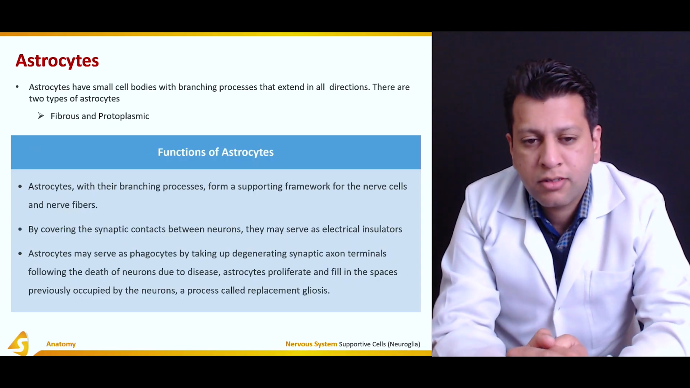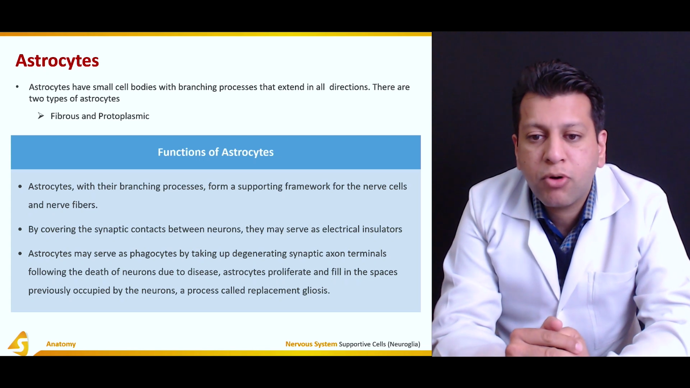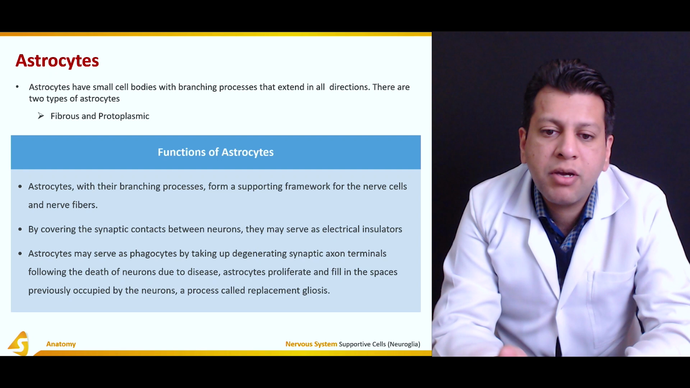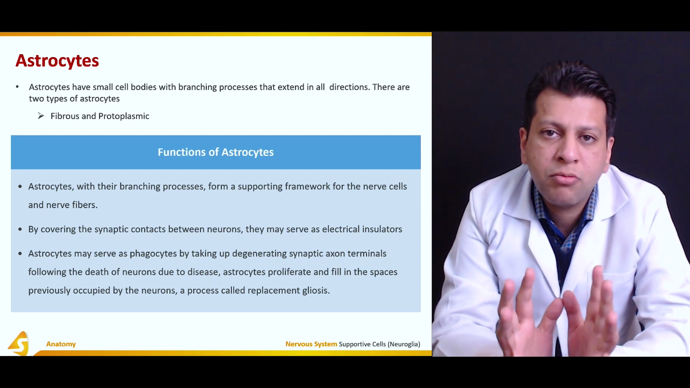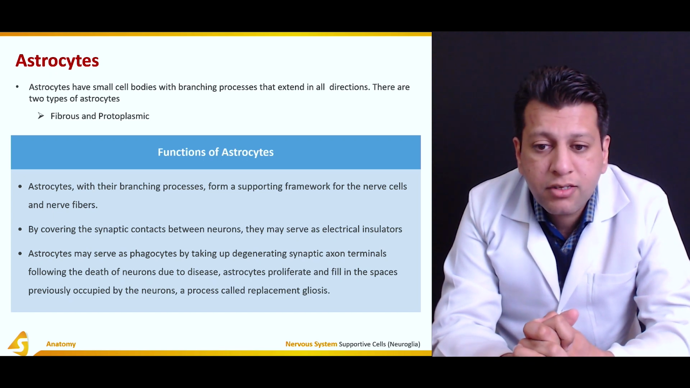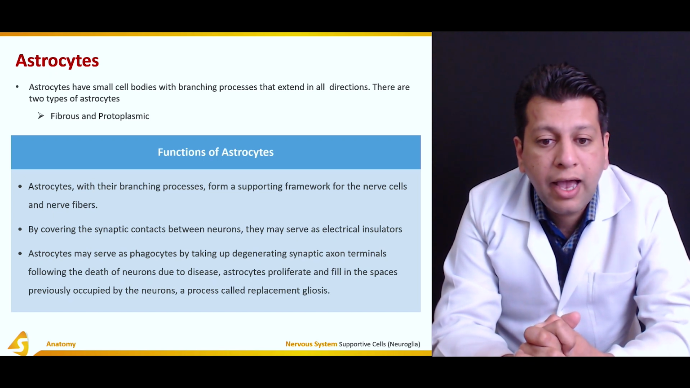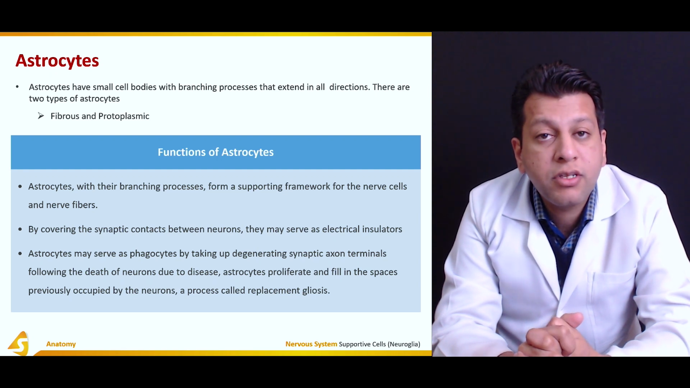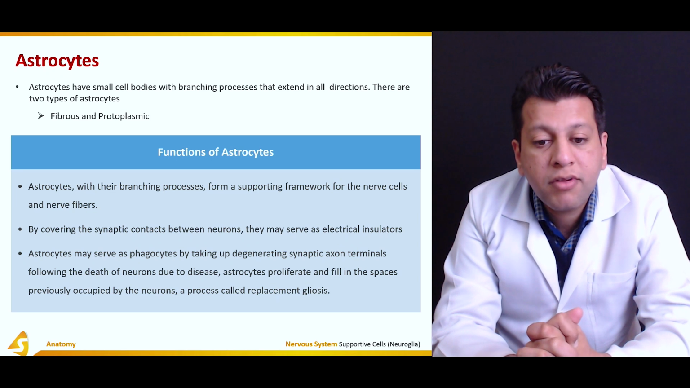So what are astrocytes? Astrocytes have small cell bodies with branching processes that extend in all directions. There are two types of astrocytes, the fibrous and protoplasmic, and both are present inside the central nervous system. Functions of the astrocyte include: astrocytes, with their branching processes, form a supporting framework for the nerve cells and the nerve fibers. By covering the synaptic contents between the neurons, they may serve as electrical insulators.